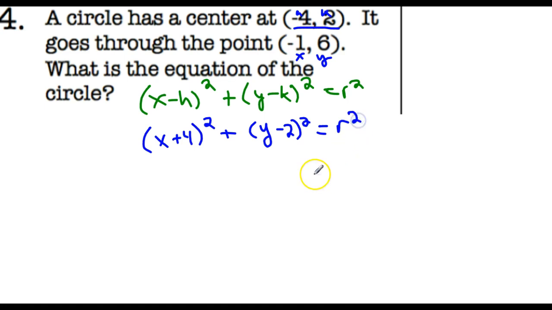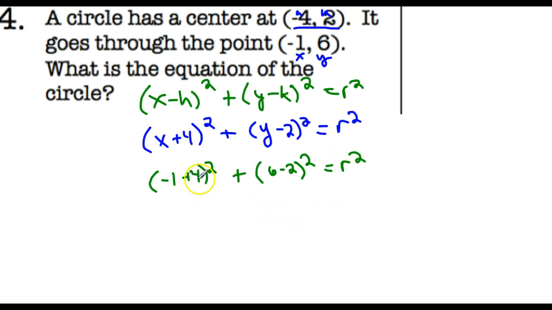Well, I don't know what r is, so I can't leave the problem like this. If you left it like that, you got it wrong. You've got to know that r, put it in there and square it. So I'm going to pick up from here and substitute in my point, (-1, 6). When I substitute that in, (-1 plus 4) squared plus (6 minus 2) squared gives me the radius squared. Notice my radius is the only unknown value.